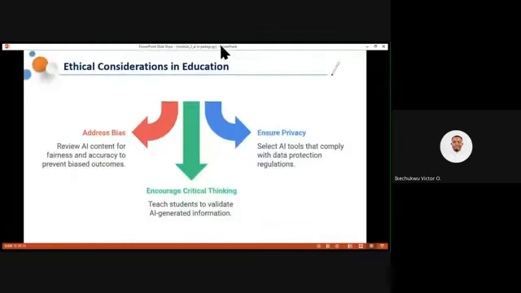Now, what are the ethical considerations for AI in education? The first one is to address the bias. Review all AI content for fairness and accuracy, because like Mr. Patrick said last week, some AI models are created with a little bit of bias. And so we need to ensure that those biases do not come up.